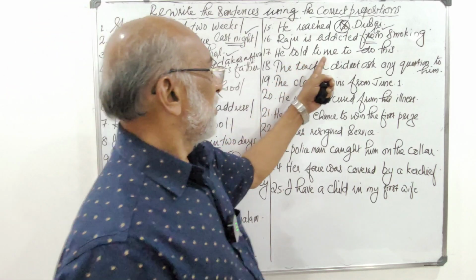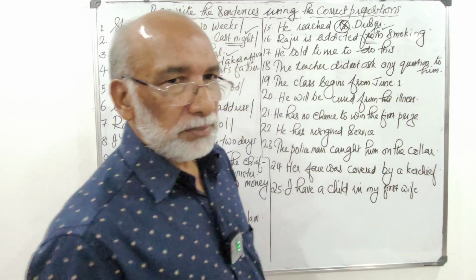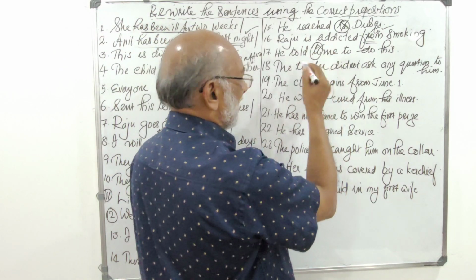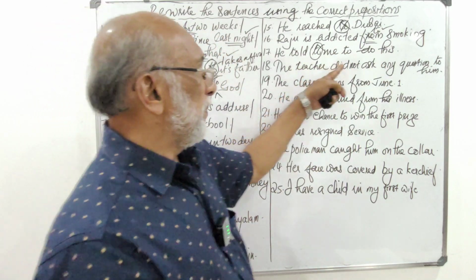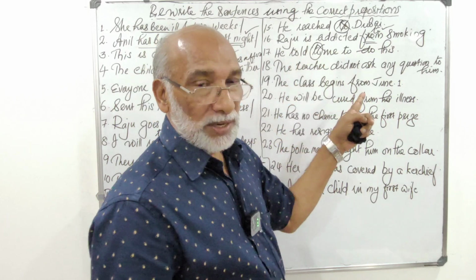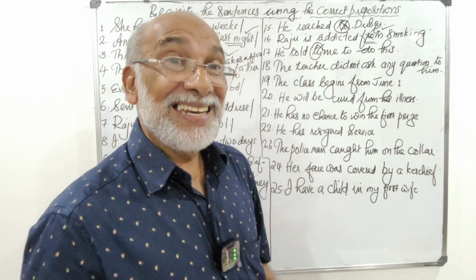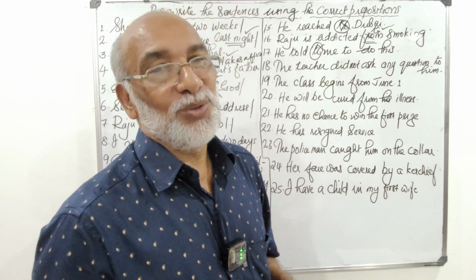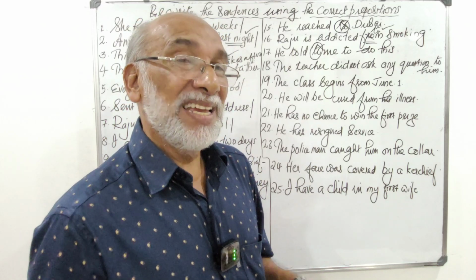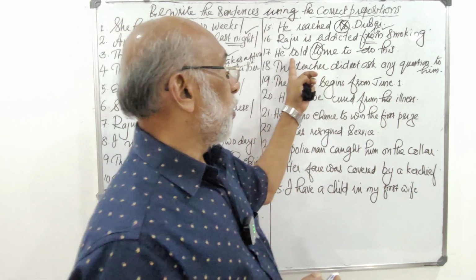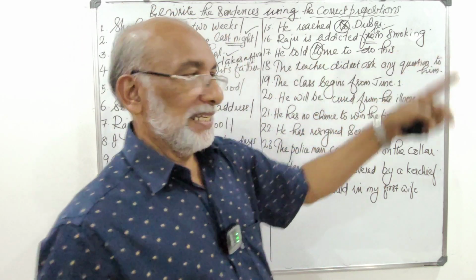He told to me to do this. So this "to" is actually not needed there. You can avoid it. He told me to do this. This is true of the verb told. But suppose the verb is said, naturally you can use to. He said to me to do this, to do that. He said to me. But after told, we don't use the preposition. He told me to do this.